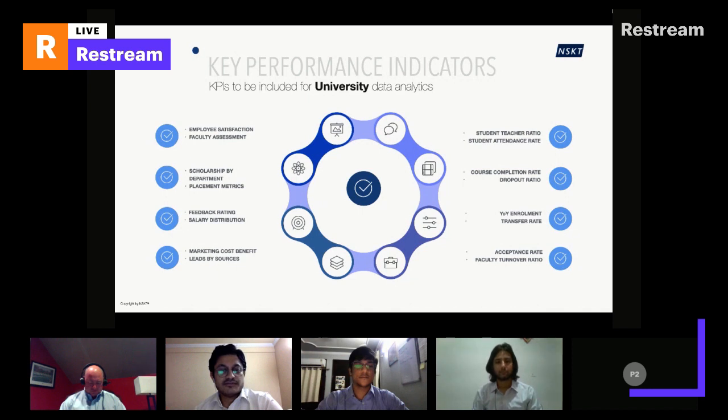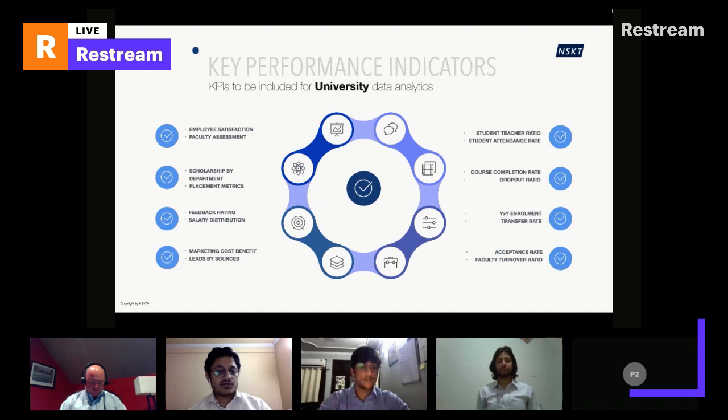The other KPI includes the feedback rating or salary distribution. It is very important for small universities where the budget is crucial and funds are very restricted, and they need to do allocation on the basis of fund availability. If they are not aware of their salary distribution, how much they are paying to other professors, senior members or other faculty, they will not be in a position to develop a key trend and understand what the future salary should be for any new hire.